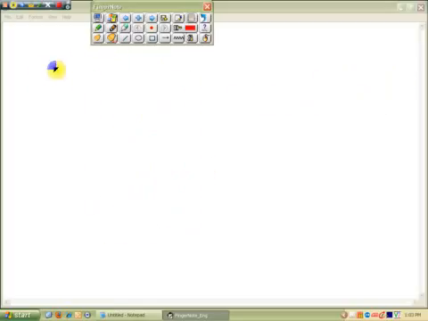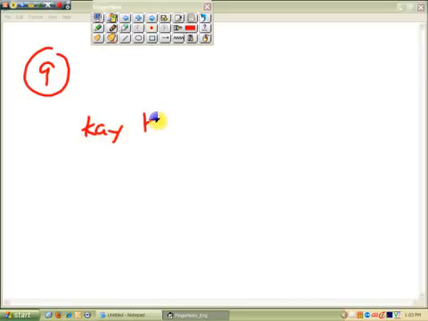Alright, number 9. Kay, Ken, and Karen are going to sit in a row of 3 chairs. How many different arrangements are possible if Ken sits next to Karen? So, it's going to be Kay first, then Ken, then Karen. There's one arrangement. It's one way to do it.